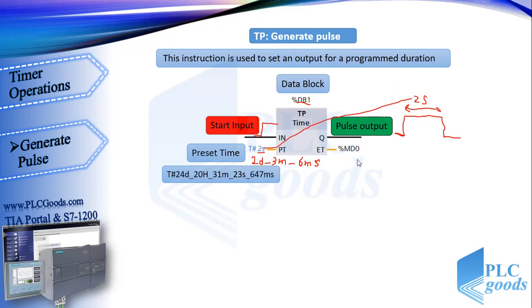Also, if you want, you can store the current or elapsed time. It means, when the timer is started, this output will show us the current time, how much time it has already executed. To store this time, we need 32 bits. Here the MD0 address is used, but what is the meaning of MD0?